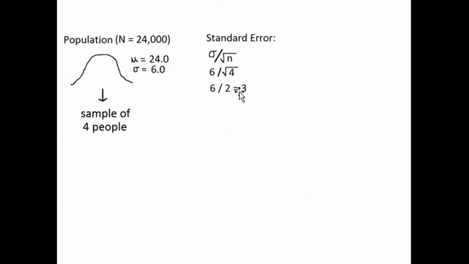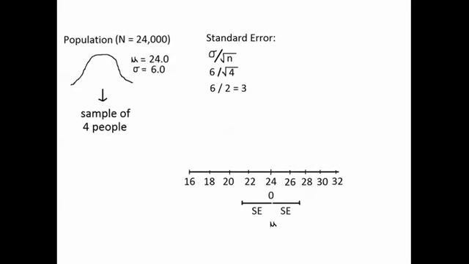What that's telling us is that when we randomly select a sample of 4 people from this population and we calculate the sample mean, we can expect the sample mean to be about 3 away from the population mean, instead of 4 away from the population mean, like before. Since the standard error went down, these z-scores are going to change.